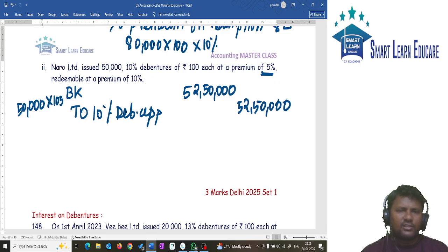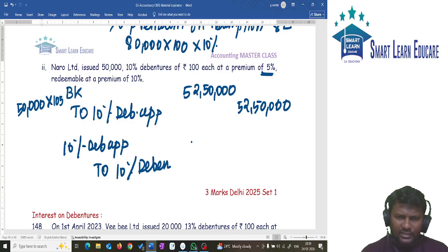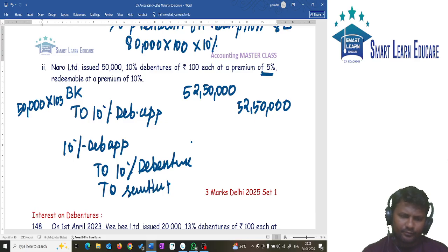Next, these debentures are issued at a premium. These debentures are issued at a premium. So 10% debentures application and allotment account debit to 10% debenture. Also there is a premium on issue, so to securities premium. Okay. So how much amount collected? 52 lakh and 50,000 is collected.